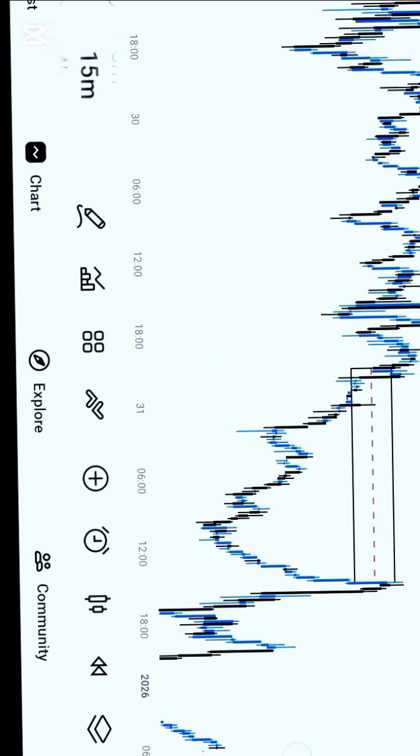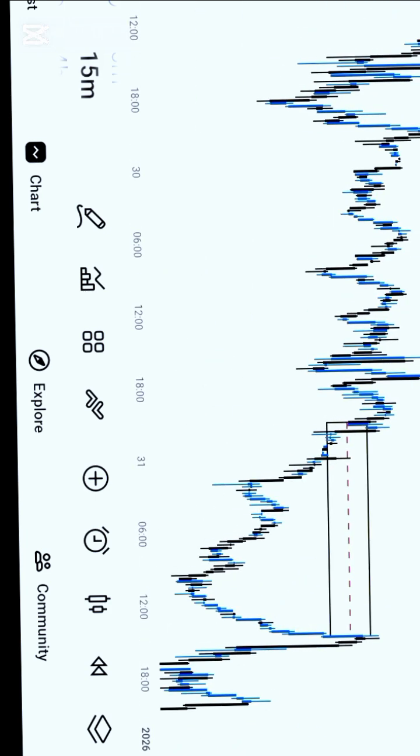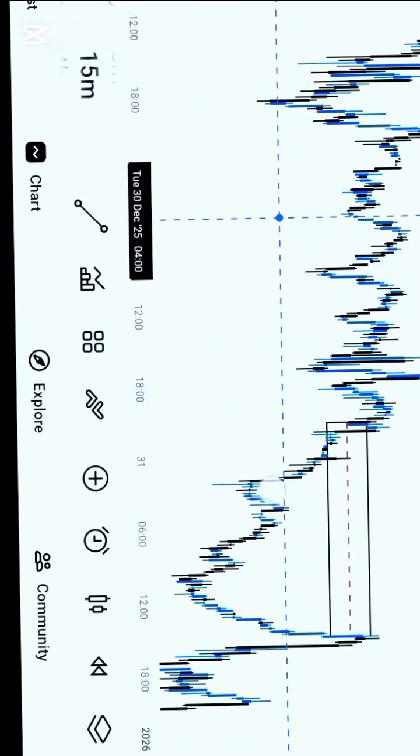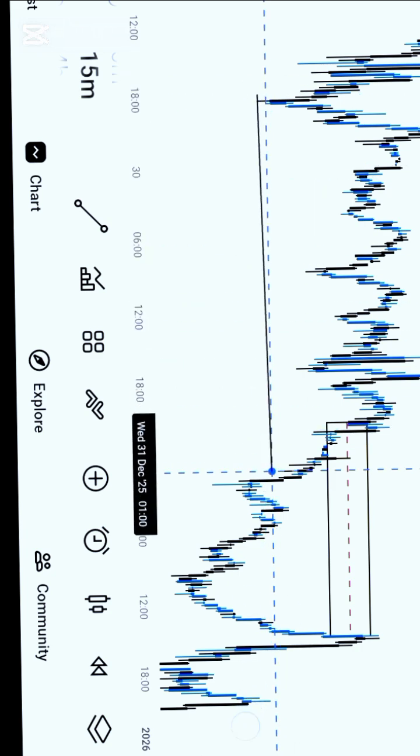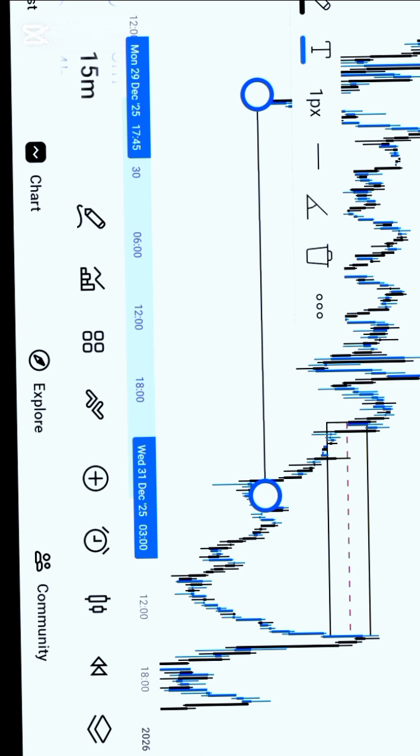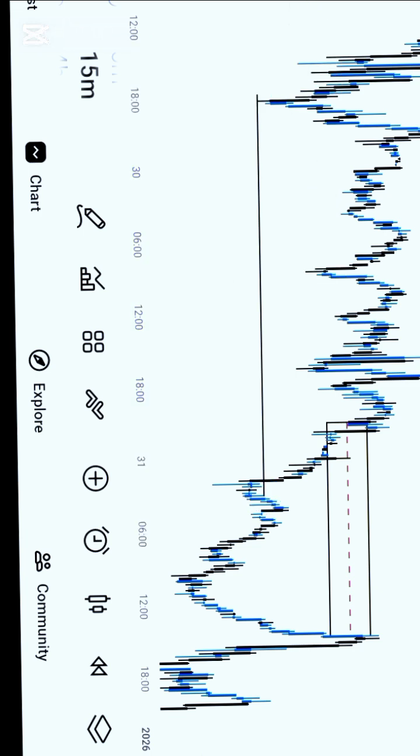This is on 15 minutes, and you can see this is the fair value gap we marked on the 4 hours, and this is the break of structure like this, which you can see clearly. Even on 15 minutes we have that change with that break of structure like this. Then on this fair value gap we wait for the next day to return to this fair value gap, as you can see.